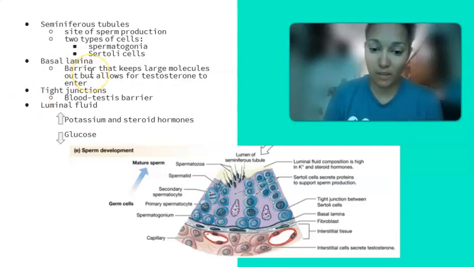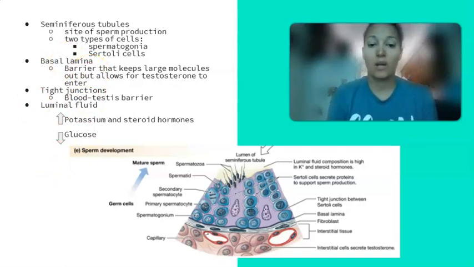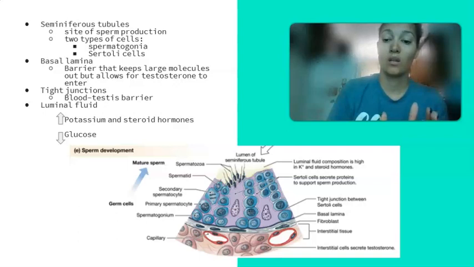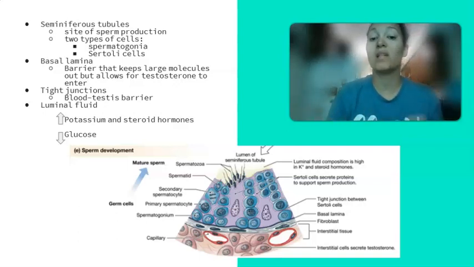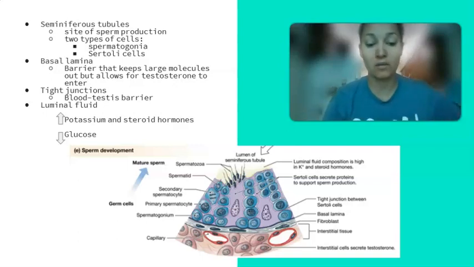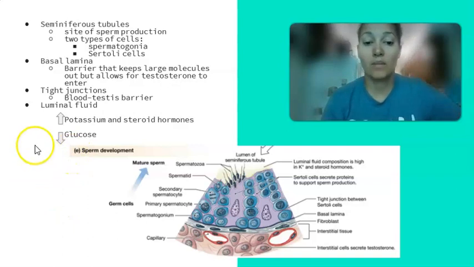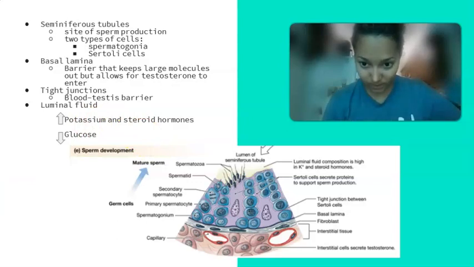We also have the basal lamina. It's a barrier that keeps large molecules out but allows testosterone to enter. And then we have tight junctions. Part of their purpose is to allow for the blood-testes barrier, similar to the blood-brain barrier. And that, again, is to keep the other molecules and fluids out. We want to maintain the luminal fluid. The luminal fluid here is going to be high in potassium and steroid hormones, but it's going to have decreased glucose levels.